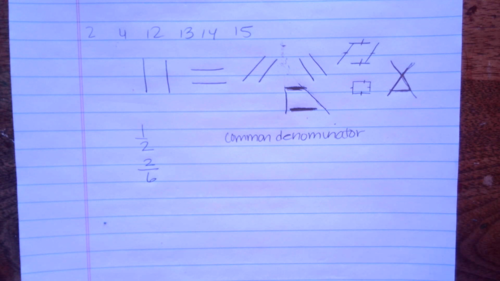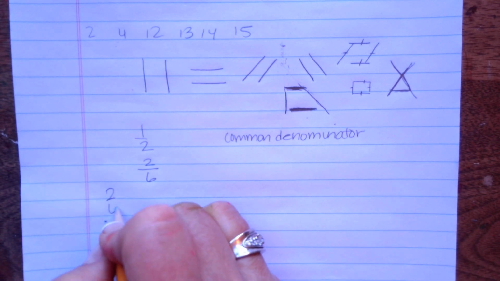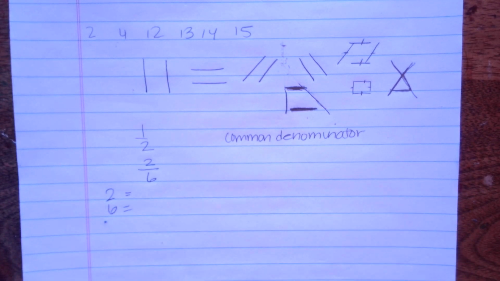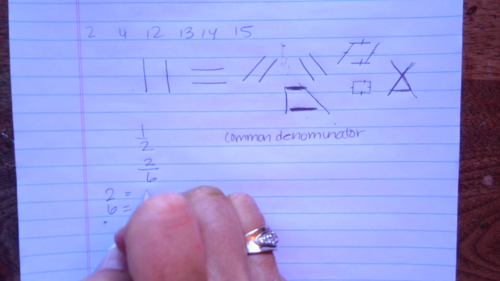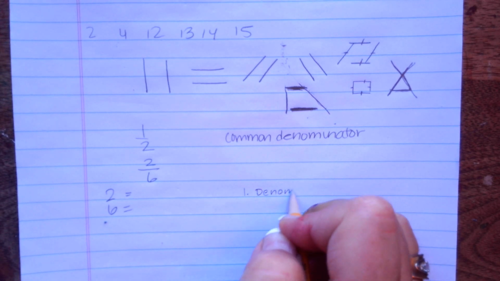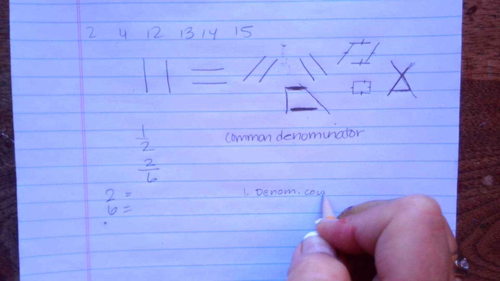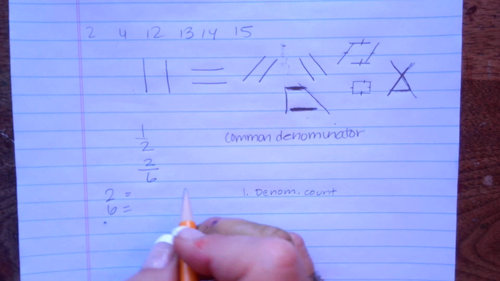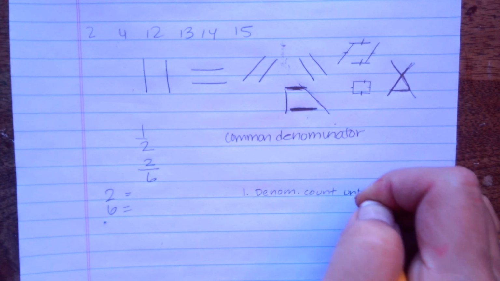Miss Anne? Yeah. I remember learning about that, but I can't remember it. Oh, that's fine. Okay. So this takes a while sometimes. So you do have to continue to work on it until you get it. So what you're going to do, first step is you take the denominators and you count by the denominator until you get a common number.